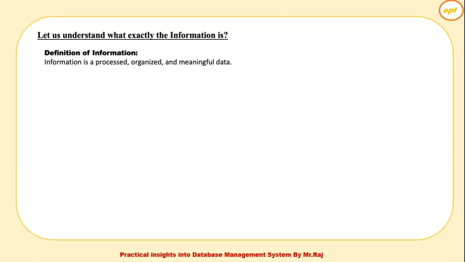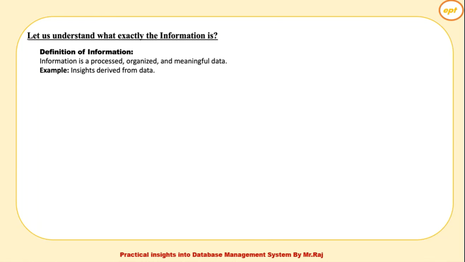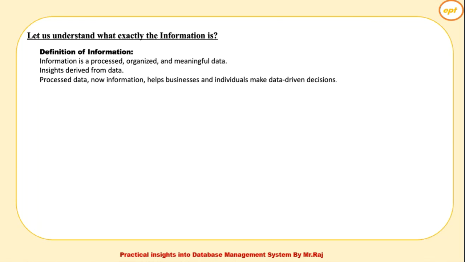Okay, information is processed, organized and meaningful data. Okay, try to understand the terminology. Information is processed, organized and meaningful data. Are you getting? Yes. Or you can say simply insights derived from the data. That is also you can say. Okay, right, insights derived from the data.